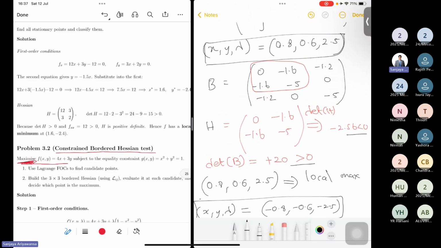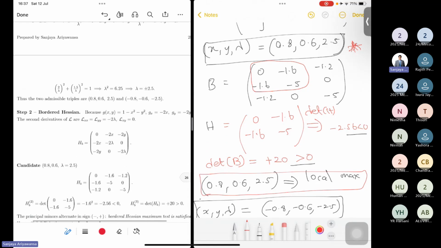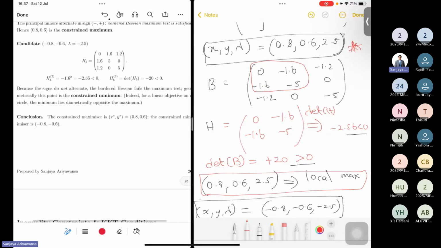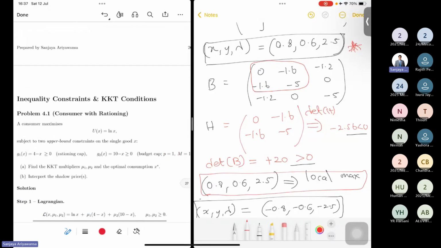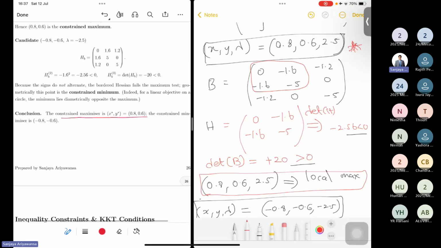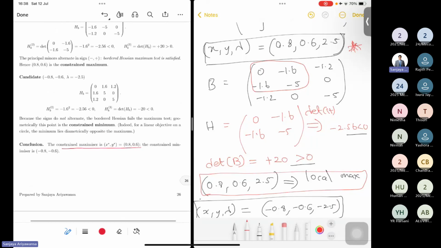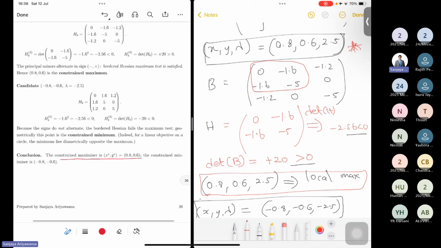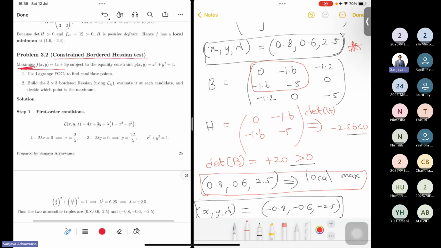The answer we are looking for is the first candidate, where all numbers are positive, and from that you get that these values give you a local maximum. So that's what I have given in this particular solution. It's a very long answer that you have to consider. And because of that, the constrained maximizer is x star 0.8, y star 0.6. This is the answer we are looking for, because we are looking for the answer that maximizes the function f of x, y.